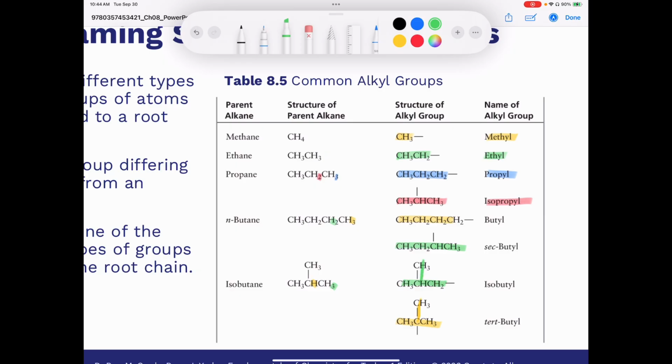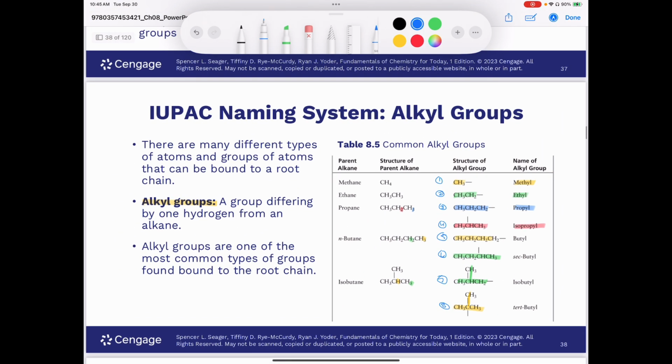And so you need to know all of these alkyl groups. There's 8 of them total, right? We have the methyl, ethyl, propyl, isopropyl, butyl, sec-butyl, isobutyl, and tert-butyl. Okay, everybody needs to memorize these different alkyl groups that can come off of your root chain.